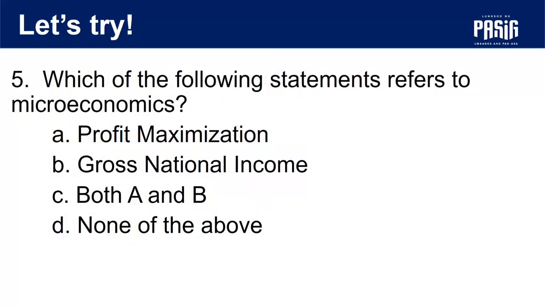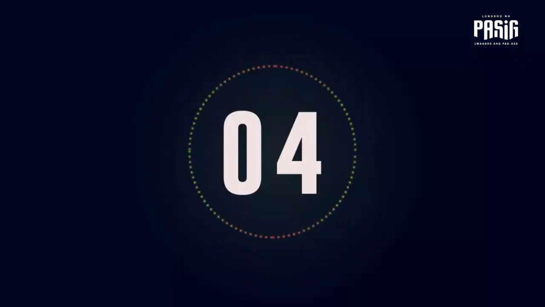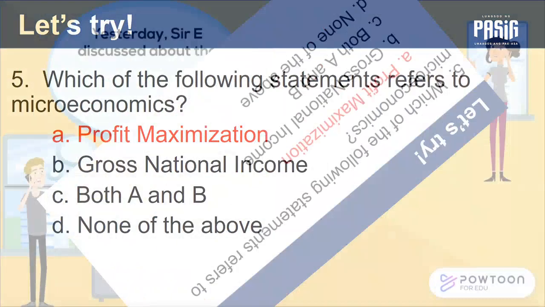5. Which of the following statements refers to microeconomics? A. Profit maximization. B. Gross national income. C. Both A and B. D. None of the above. The answer is A. Profit maximization.